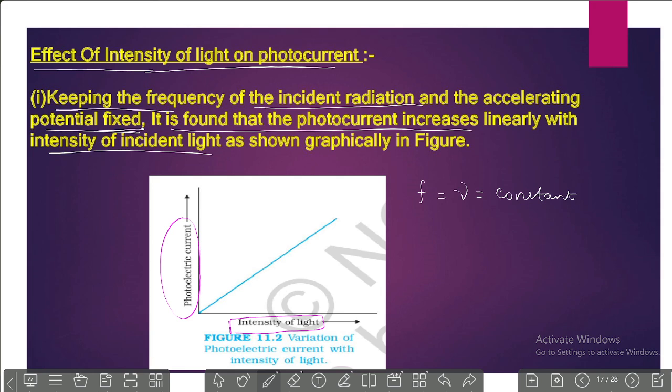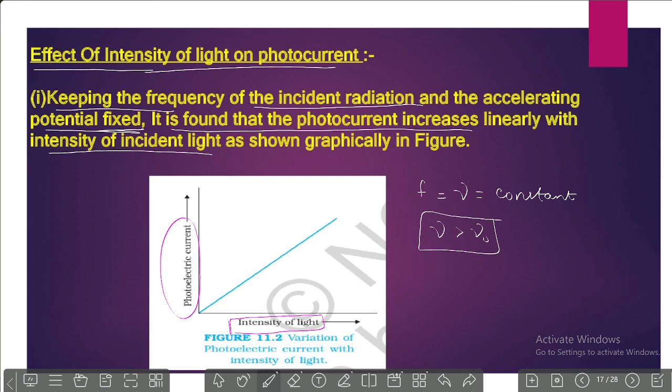So here what happened? Photocurrent and intensity: if you see the graph, it is increasing linearly. A linear graph is a straight line graph. So photocurrent linearly depends on intensity of light. All of you listen: this happens when your incident frequency is greater than threshold frequency. Only after this is photocurrent directly proportional to intensity of light.